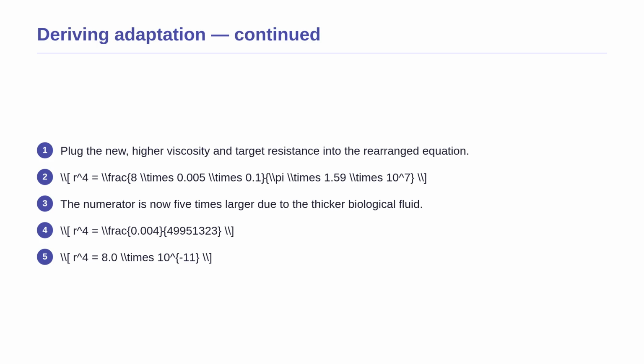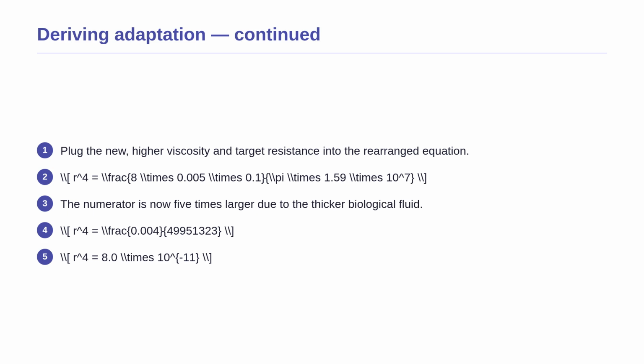Continuing with our derivation, we now plug in the new, higher viscosity of the seminal fluid and our target resistance into the rearranged equation. Notice that the numerator is now 5 times larger than in our previous example because the fluid is much thicker. This means the resulting value will also need to be larger to balance the equation. We are essentially calculating the new spatial requirement for the thicker biological fluid.